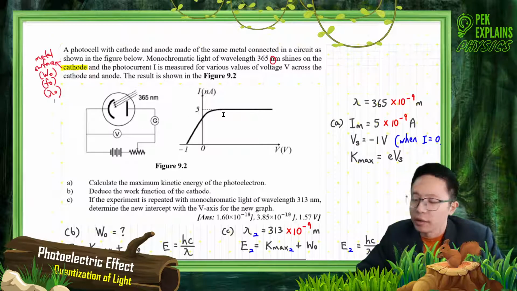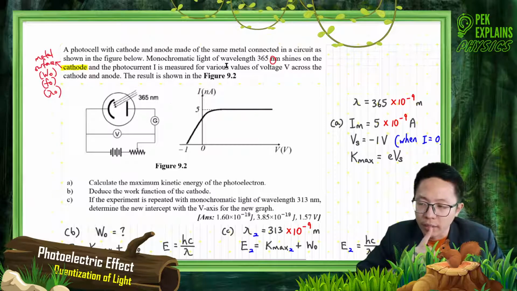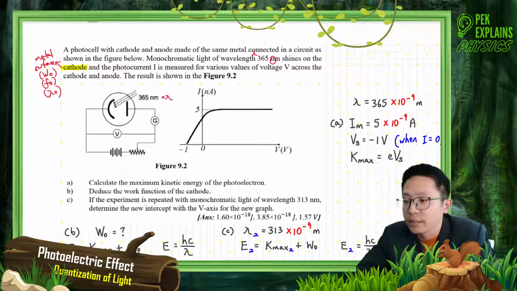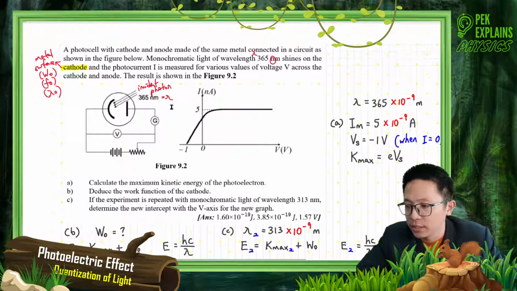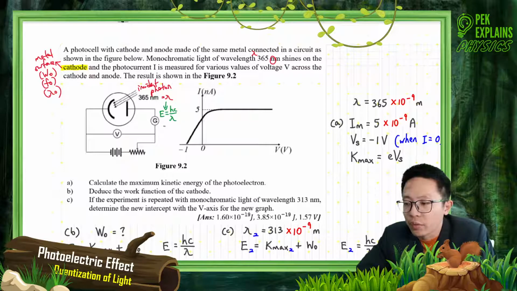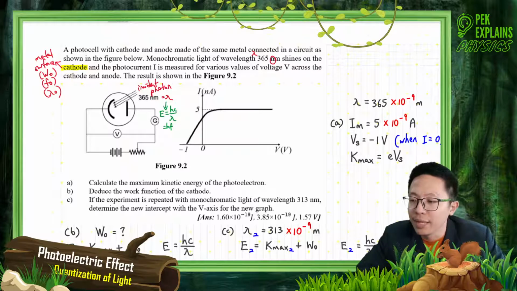We got this. First of all, we have the wavelength here. This is the lambda, the wavelength of the incident photon. This lambda will help us to find the energy of the incident photon using hc over lambda. If we have frequency, then we use hf. But lambda is given, so we just use hc over lambda. That's how we can find the energy of the incident photon.